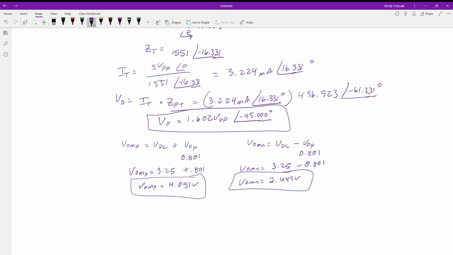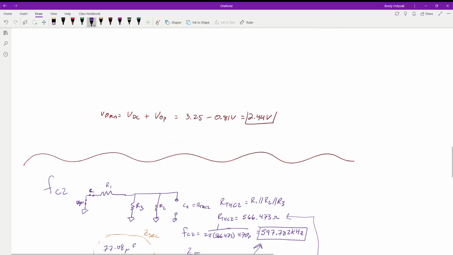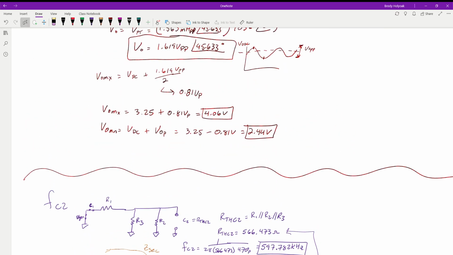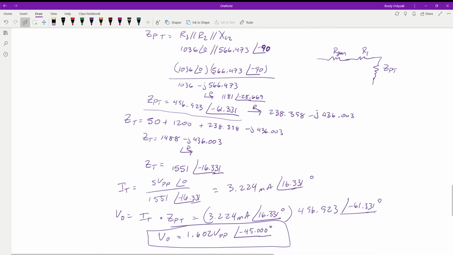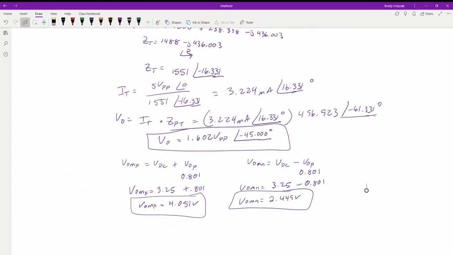And these should be fairly similar to what the critical frequency 1 was. If we come back up and look, we had 4.06 for our max and 2.44. We come back down and look, we have 4.05 and 2.44. So we're still within a few tenths of a volt of each other, and that's right where we should be. This is due to rounding and some of the assumptions we're making. They're not going to be exact, but they're going to be right there with each other.